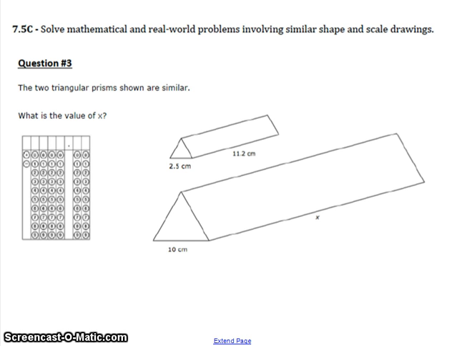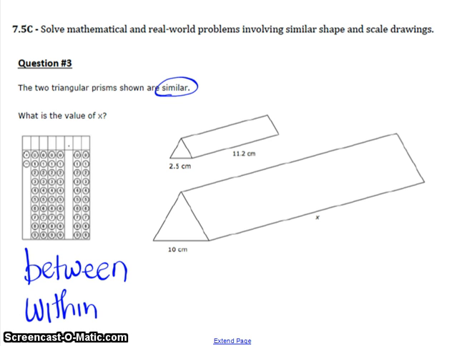Okay, question number 3. It says the two triangular prisms shown are similar. What is the value of x? Okay, again, I have a similar figure, so that means that the ratios are going to be equal. I am missing a measure, so I have a missing side. So that means that I need to make a decision. Am I going to set up my ratios between the shapes or within the shapes? So you have to go back and think about what those two words mean.